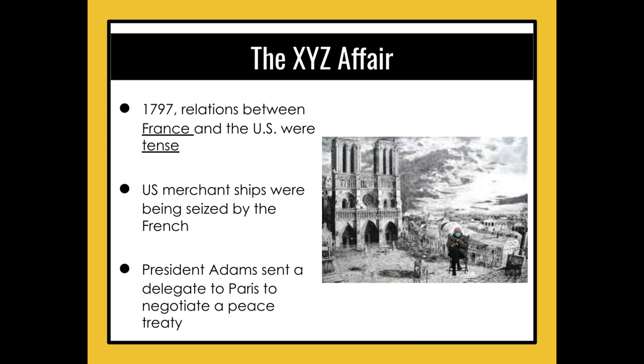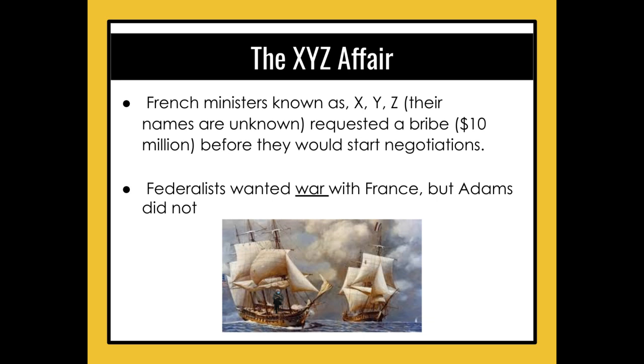President Adams sent a delegate to Paris in order to negotiate a peace treaty. When he arrived there, he met up with some French ministers. They are known as XYZ because we do not know their names, and they requested a bribe before they would even start making any type of negotiation.